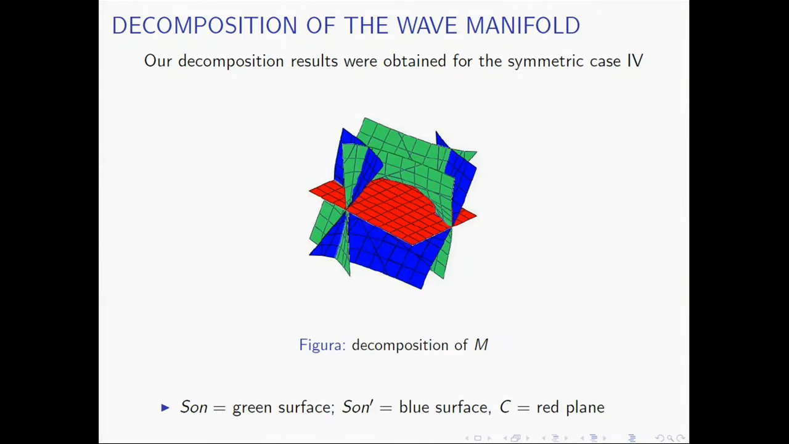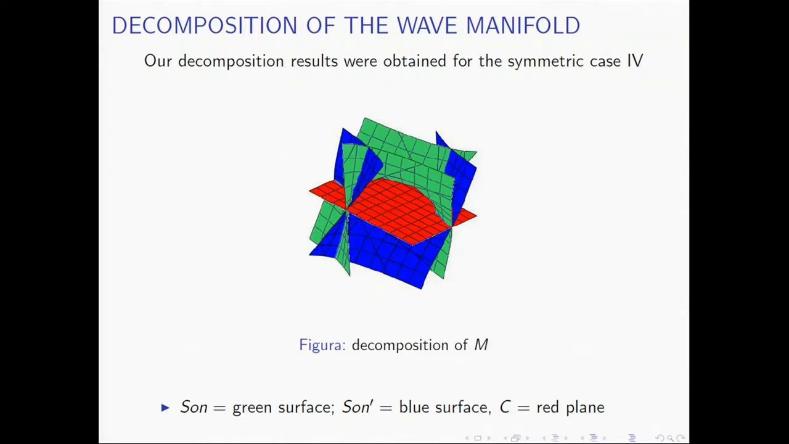We see that above the characteristics there are six regions. Here, one, two, three. Below the characteristic surface, we have another six: four, five, six. Then these three surfaces decompose the wave manifold in 12 regions.